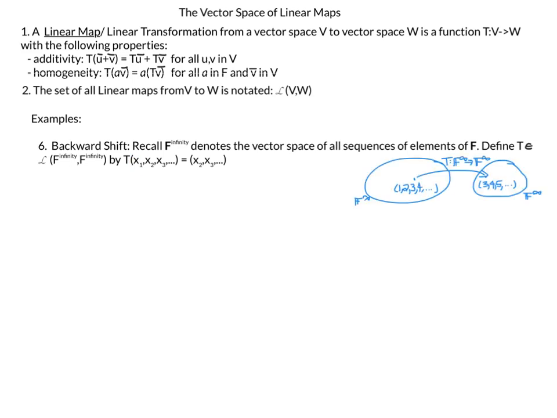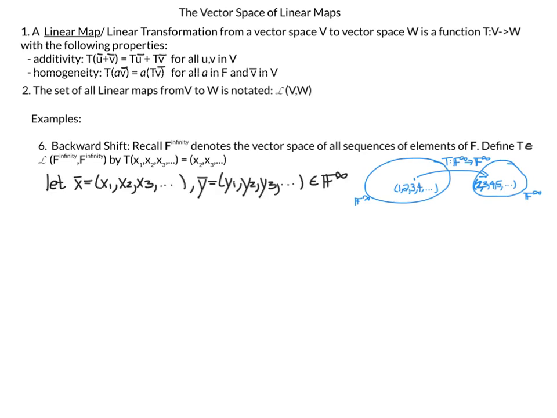So essentially, you're shifting everything over one space, so you get rid of the first element. A picture of what that looks like, here we have F infinity, so let's say we have the sequence of numbers 1, 2, 3, 4, all the way to infinity. Then we're going to map that by T, and what T does is it drops your first element. So actually this should be 2, 3, 4, 5, all the way to infinity.